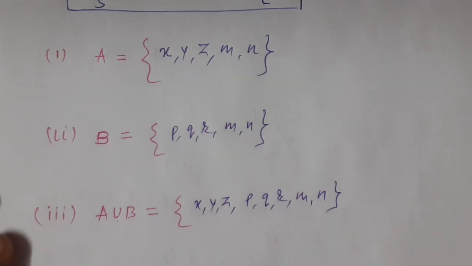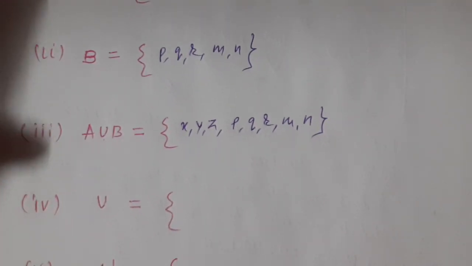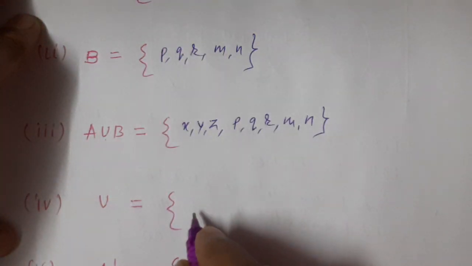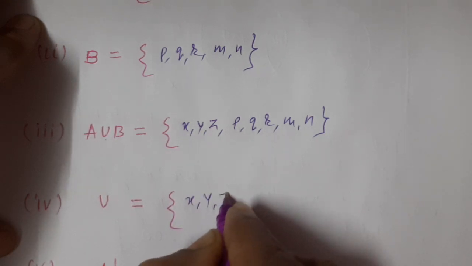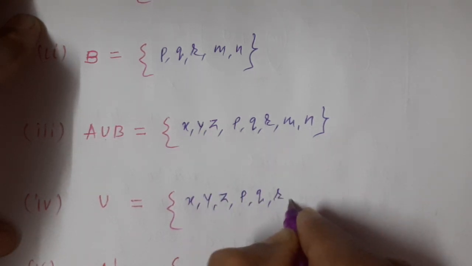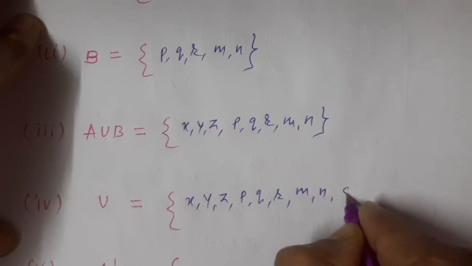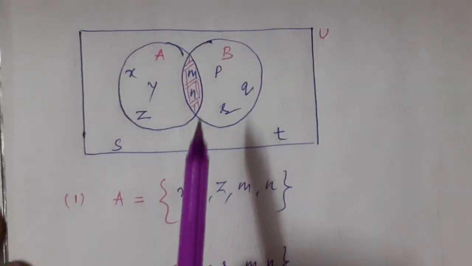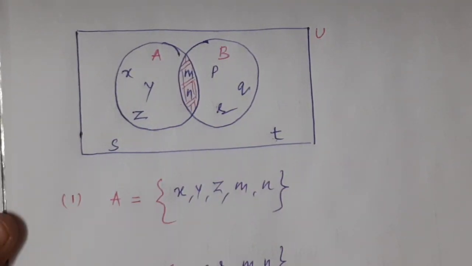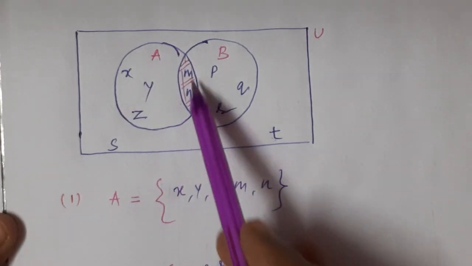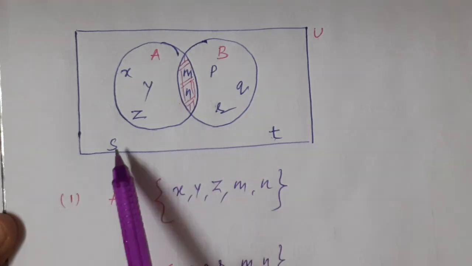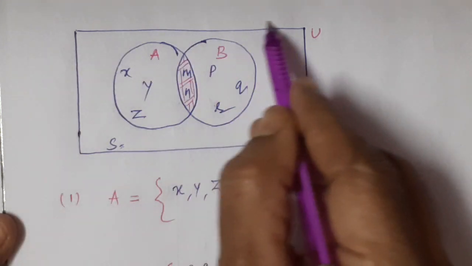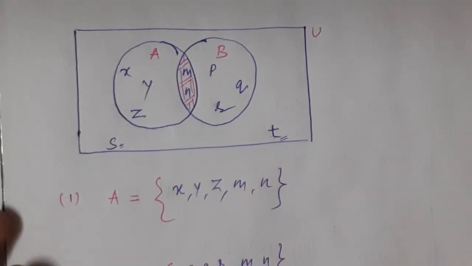Then you have to calculate the universal set. Universal set comprises of all these elements along with S and T. So universal set comprises of X, Y, Z, P, Q, R, M, N, S and T. These are the elements of your universal set: all the elements of A set, all the elements of B set, and these elements that are present in the universal set. So this is the representation of the universal set.